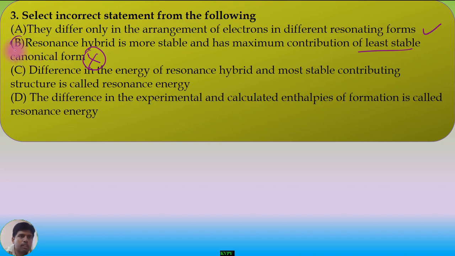So option B should be the answer. Let us go through the other two options. Difference in the energy of resonance hybrid and most stable contributing structure is called resonance energy. This is a true definition. The difference in the experimental and calculated enthalpies of formation is called resonance energy. This is also another definition, but we use more of this definition, the one given in option C. So here our answer, as it was required to mark incorrect statement, is option B. So option B is the correct answer here.